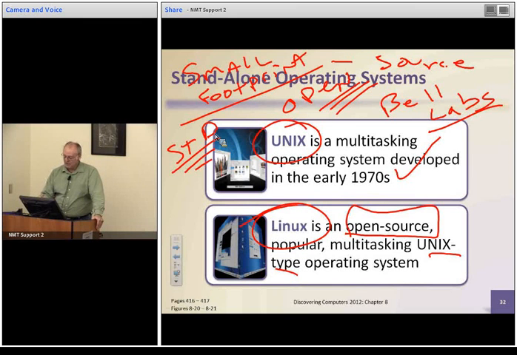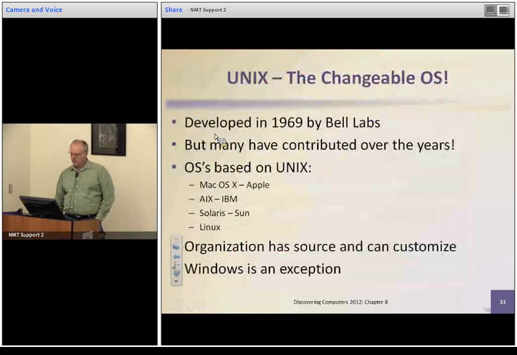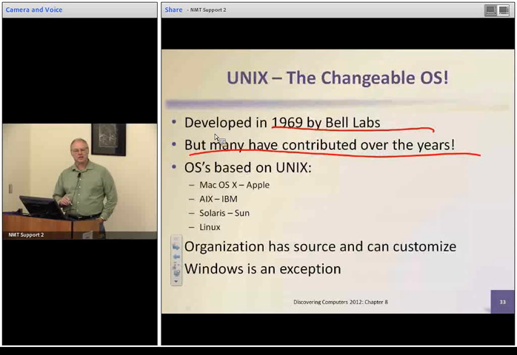Remember I said Unix can run on every platform from mainframe down to your PC. You can load Linux or Unix on your PC if you want to. And we have systems around campus, PCs, that run Unix or Linux, probably Linux. Okay, yeah, there it is, Bell Labs. Many have contributed over the years, that's what I was talking about. You can write code and then put it up and share it with other people. And it's interesting, the Apple OS is based on Unix.